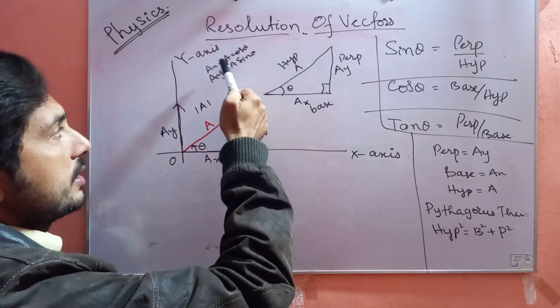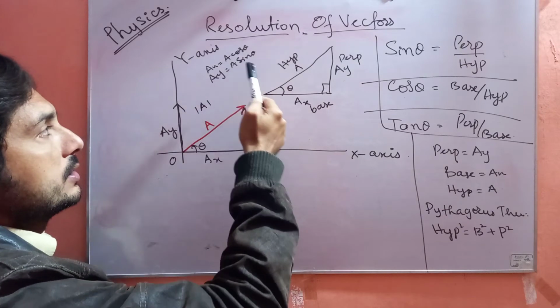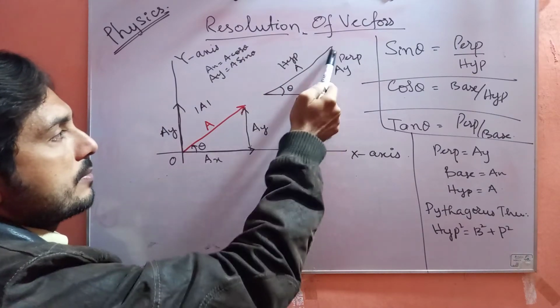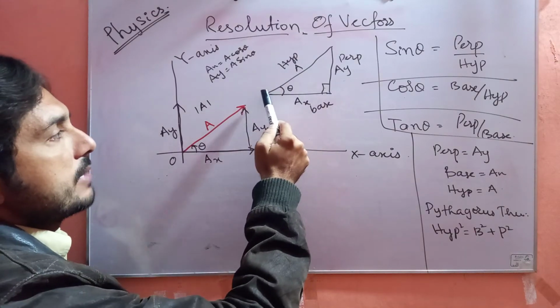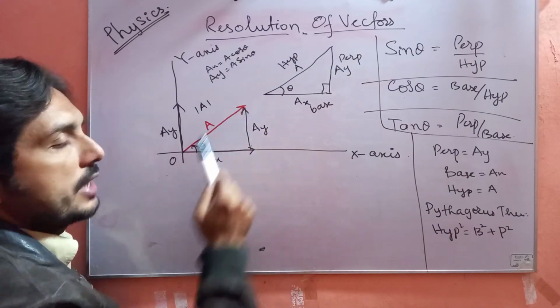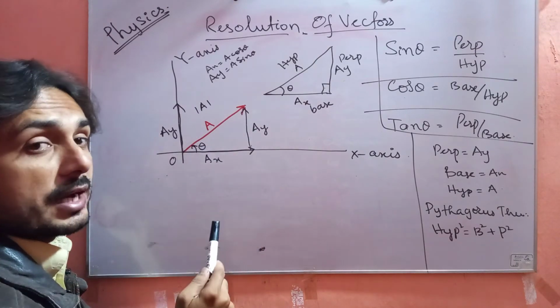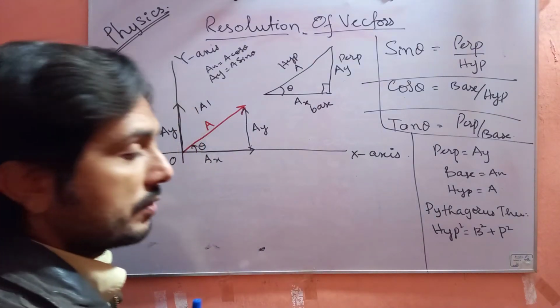Okay, the base is already there, and the perpendicular too. The x component is determined and the y component is determined. Now we have to determine the magnitude of this vector A. When two sides are given and the third side is to be determined, we will use the Pythagoras theorem.